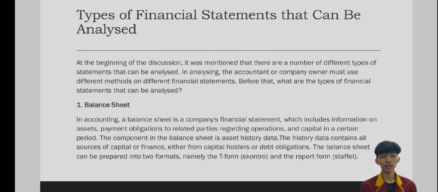The first, balance sheet. In accounting, a balance sheet is a company financial statement, which includes information on assets, payment obligations to related parties regarding operation, and capital in a certain period. The component in the balance sheet is asset history data. The history data contains all sorts of capital or finance, either from capital holders or debt obligation. The balance sheet can be prepared into two formats, namely the T form, control, and the report form, stable.